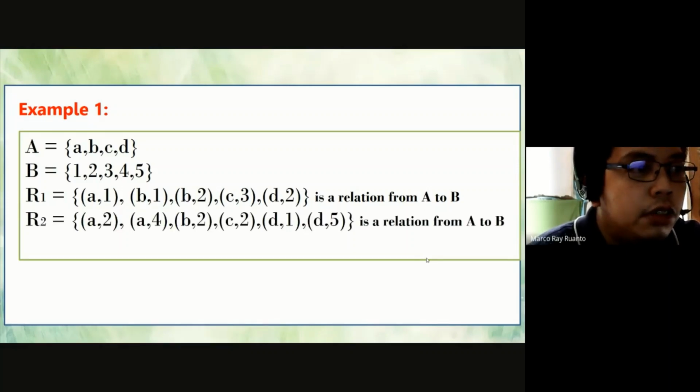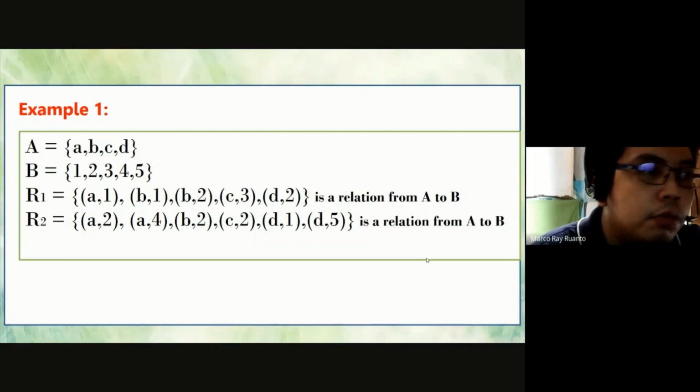Same also, for the second relation. All elements, so the first pair of the ordered pair, the first element of the ordered pair, are found in A. And also the second element of all ordered pairs are found in B. So therefore, it's a relation from A to B.